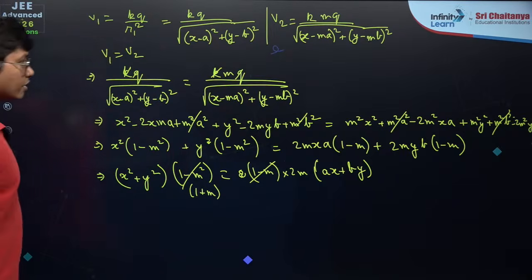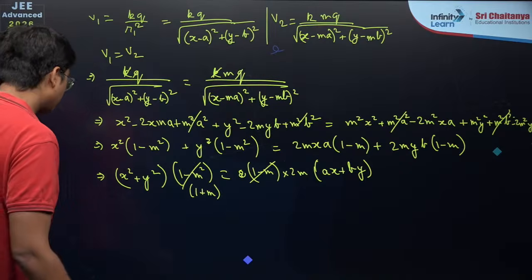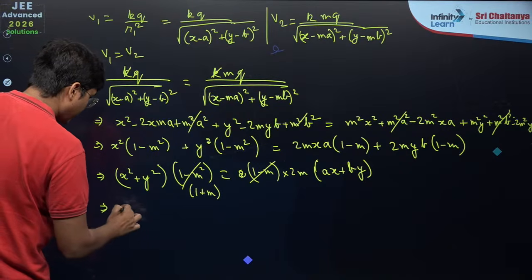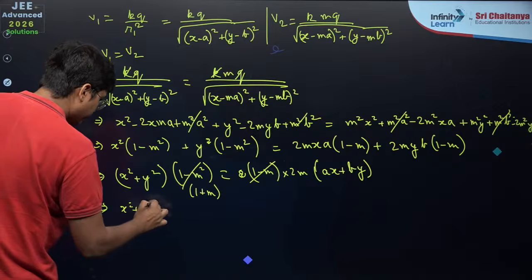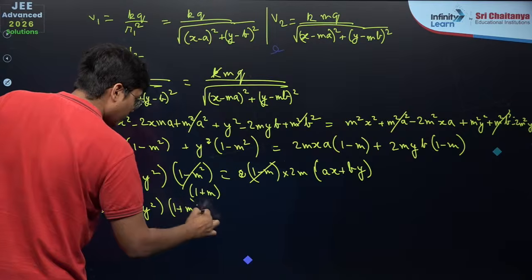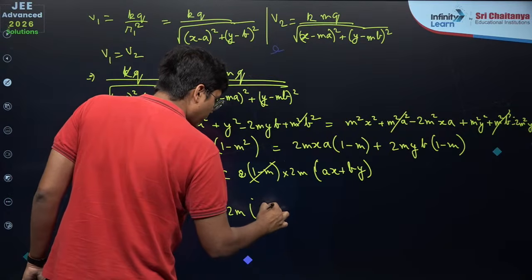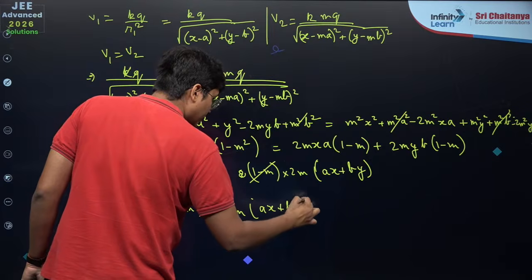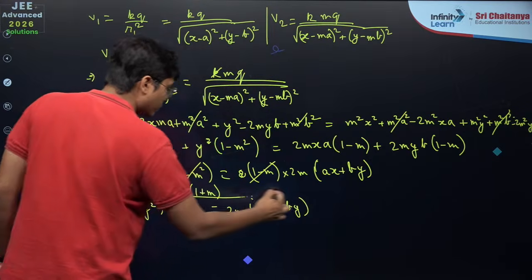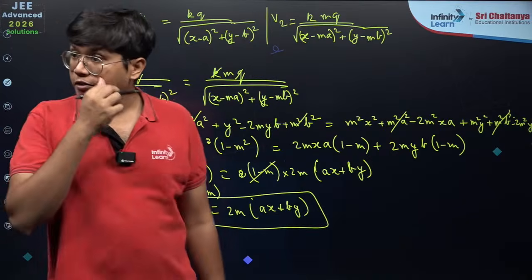And I think we have it there, right? Yep, I think we have it there. x square plus y square into 1 plus m is equal to 2m into ax plus by. This is the relation you have to get to. Rigorous calculation, rigorous maths, but this is the equation you have to get to.